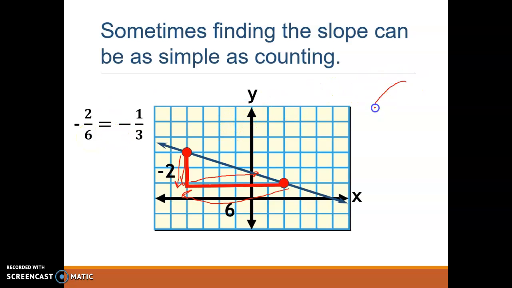Again, if we're using our Mr. Slope face, we can see the line is a downward sloping line, and that was a negative slope. And when we found the slope, we found that indeed we did have a negative slope here, -1/3.